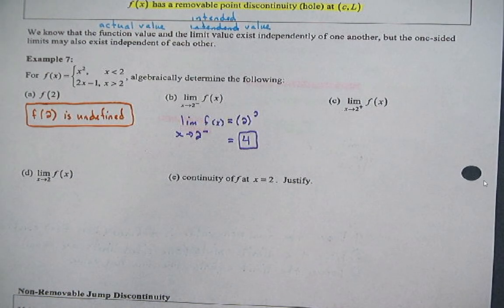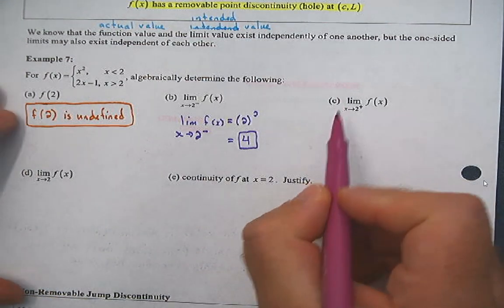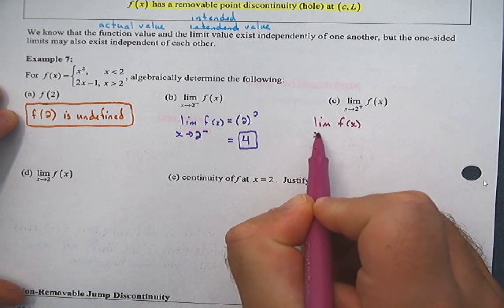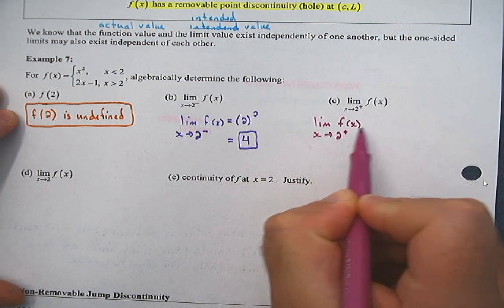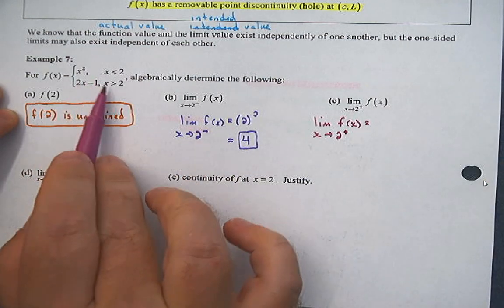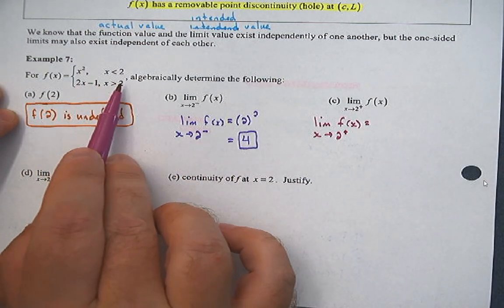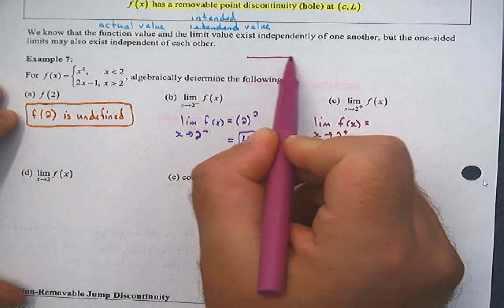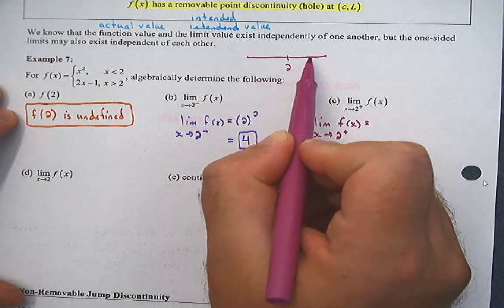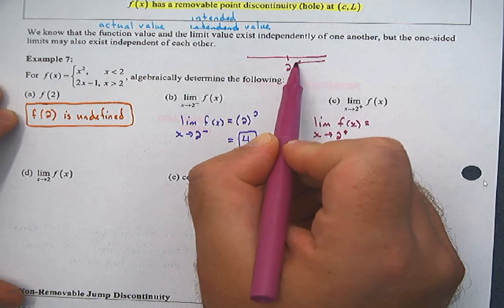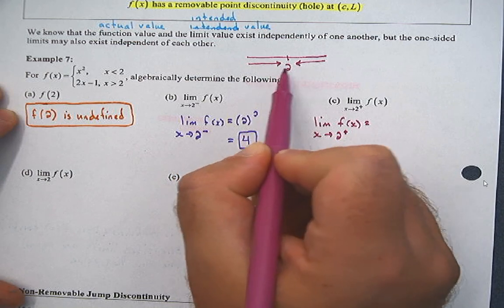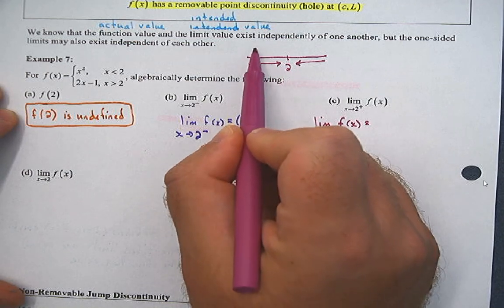Now let's figure out the limit from the right. So what's my function doing as x approaches 2 from the right side? So I go back up here. All of these are x's that are greater than 2. So if I'm coming to 2 from the right side, maybe it's better with a little drawing. If I'm approaching 2 from the right, I'm coming from numbers that are greater than 2. If I'm approaching 2 from the left, I'm coming from numbers that are less than 2.